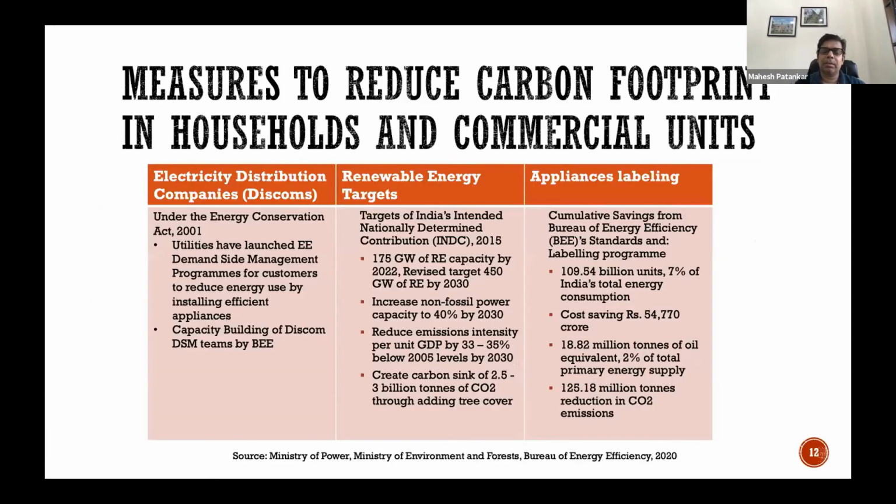In terms of efficient urbanization, there are several things that we have seen.